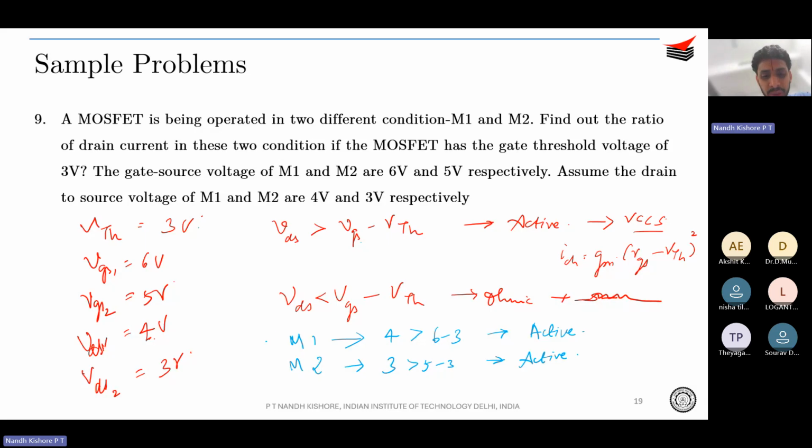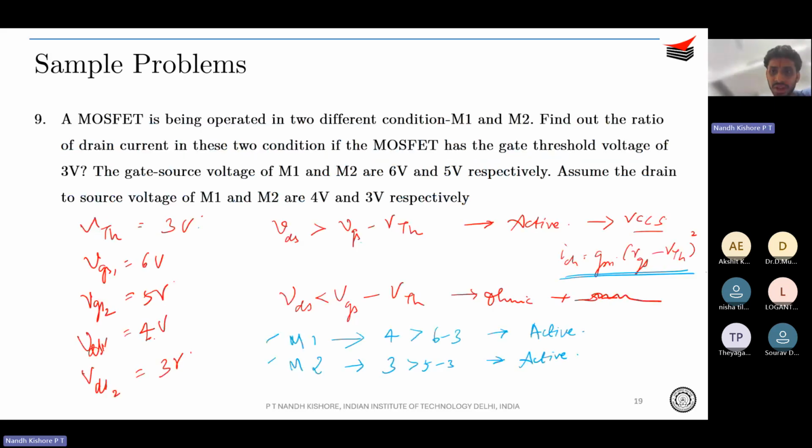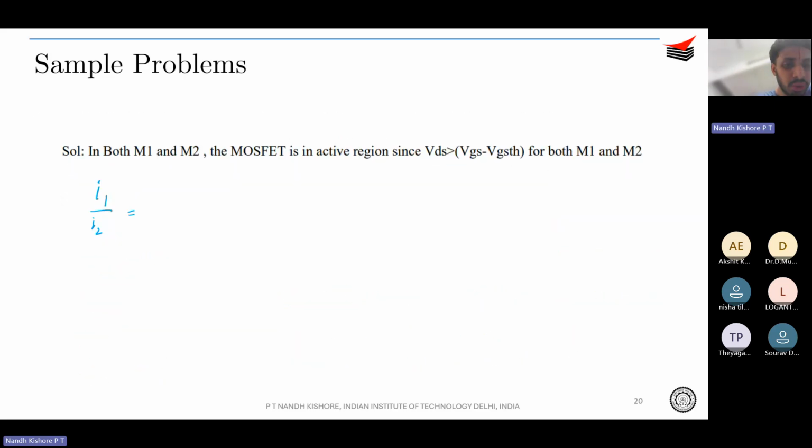Therefore, currents of M1 and M2 are dictated by this particular expression, that is I channel is equal to Gm into VGS minus V threshold whole square, right? We just identified the region of operation. Now that we know this, we can find out the ratio, right? So your I1 by I2, that is what they ask, right? Yeah. So I1 by I2 will be what?